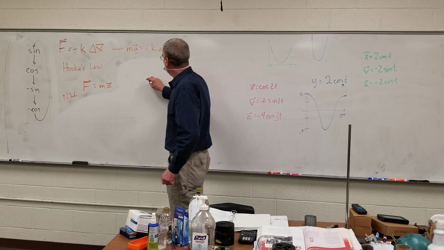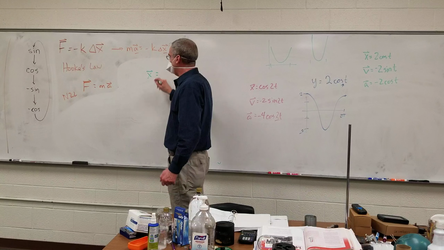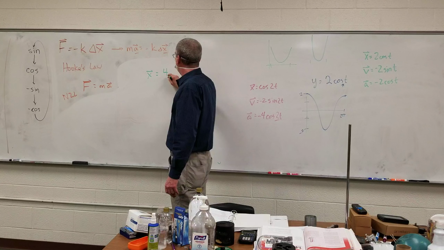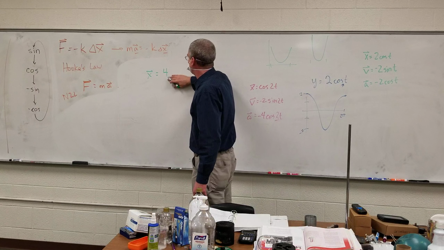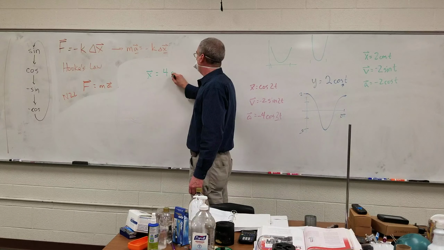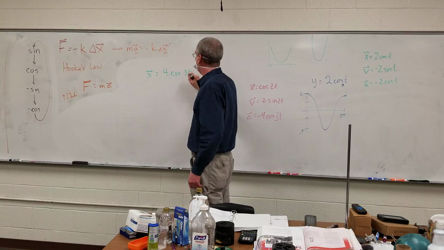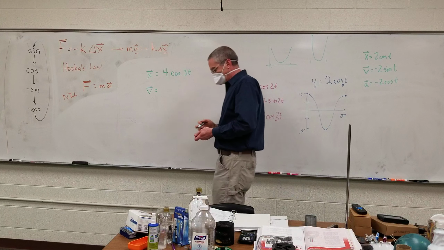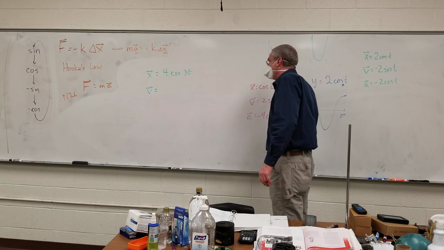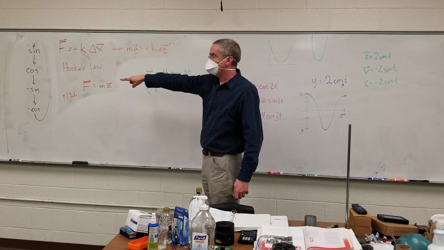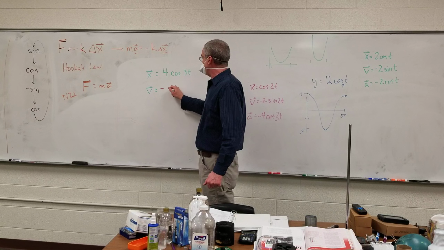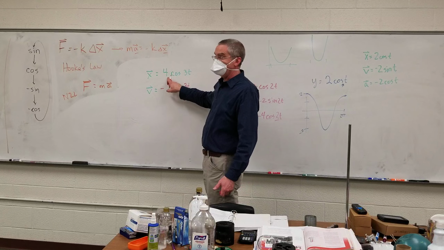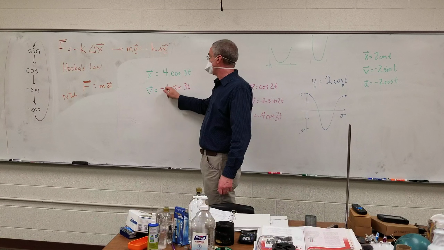So if I'm modeling a position with the following equation, 4 meters, we'll leave the units off for right now, 4 times the cosine of 3t. My velocity graph: well, first off, cosine goes to negative sine, so I got a negative sign here. That 3t stays, but up front I've got my 4, and then I've got this 3 from here, so this becomes 12.